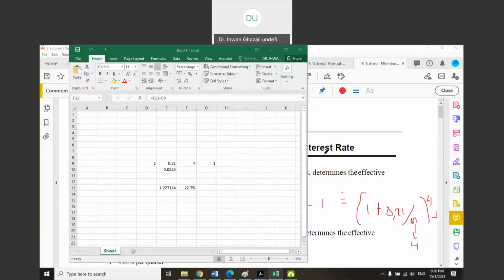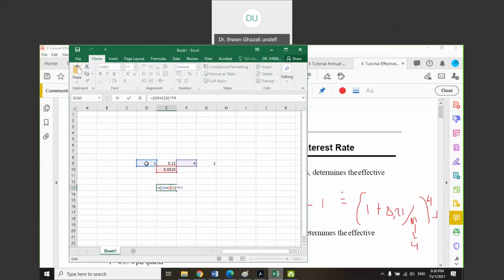Based on the calculations like this, 1 plus 0.21 over 4. This one 0.21 over 4, the value is this, this one divided by this, we will get this. And this is plus 1, and then minus 1. And try to calculate it.